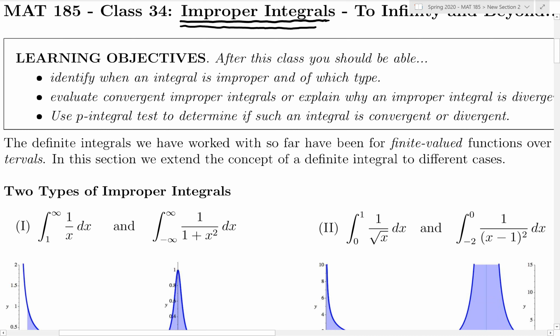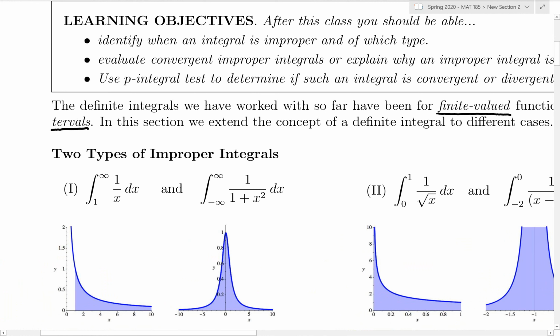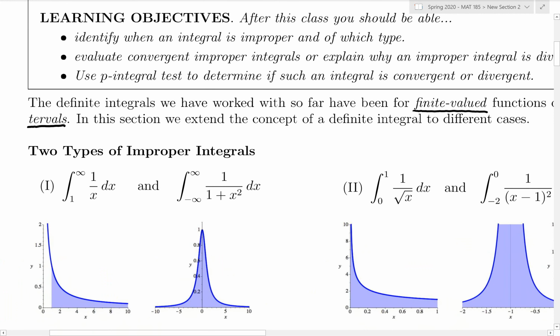The type of integrals we have been talking about so far have been finite valued. So they've been nice integrals, and we have been working over finite intervals. Meaning whenever we have integrated something, it's been from 1 to 3, 4 to 5. In this section, we're going to extend this idea of a definite integral from finite valued functions on finite intervals to incorporate infinite valued functions on infinite intervals.